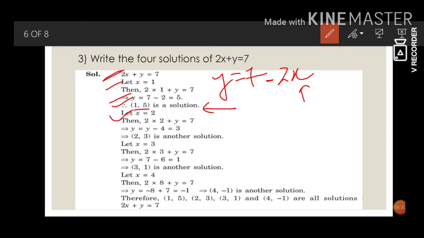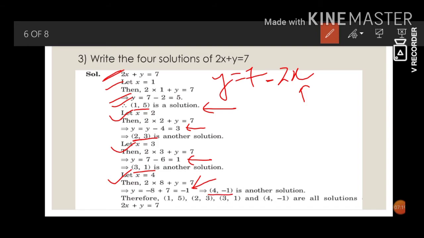Second, we have assumed the value of x as 2. Substitute the value of x as 2 and subject y, we will get y as 3. So our another solution is 2, 3. Next we have taken the value of x as 3. Substitute the value of x as 3 and subject y, we will get the value of y as 1. So our solution is 3, 1. Lastly, we will substitute the value of x as 4 and subject y, we will get y as minus 1. So our other solution is 4, minus 1.